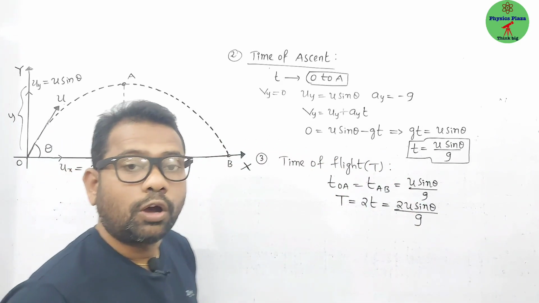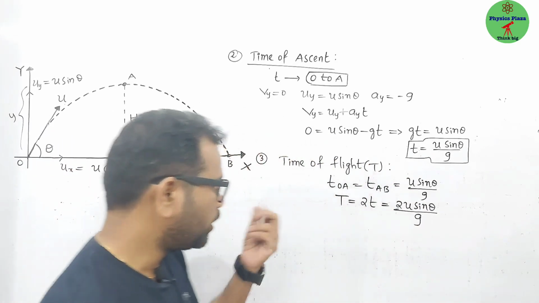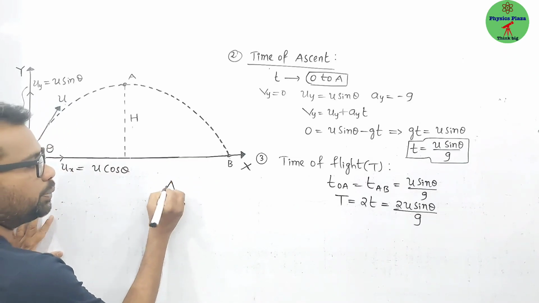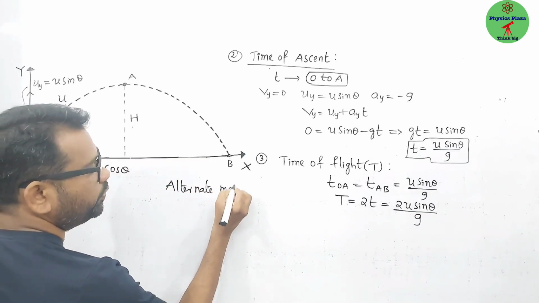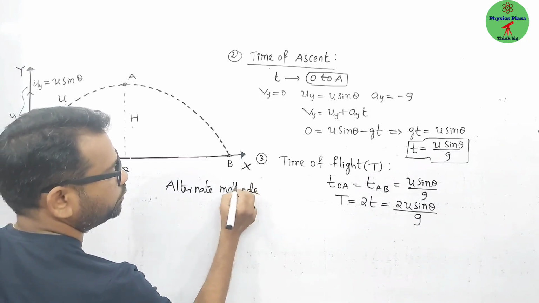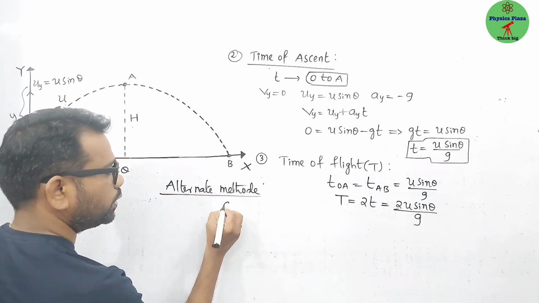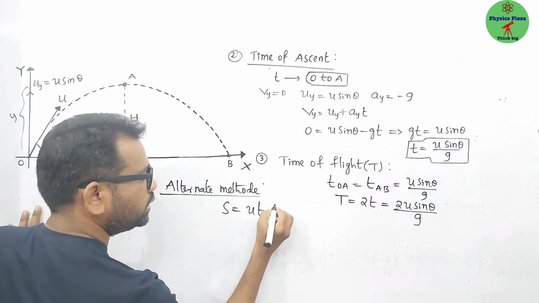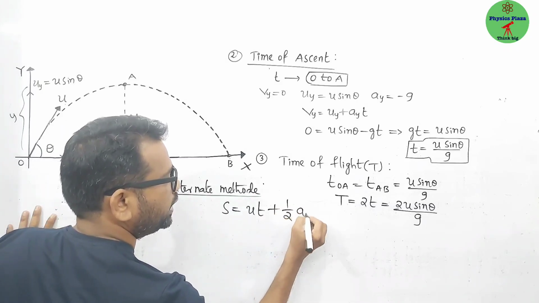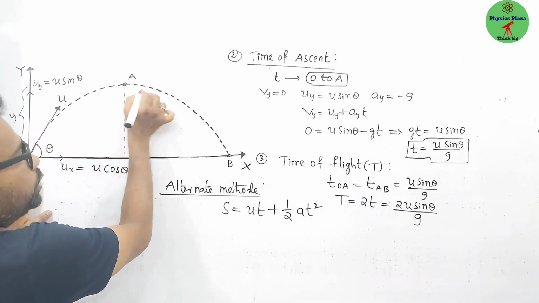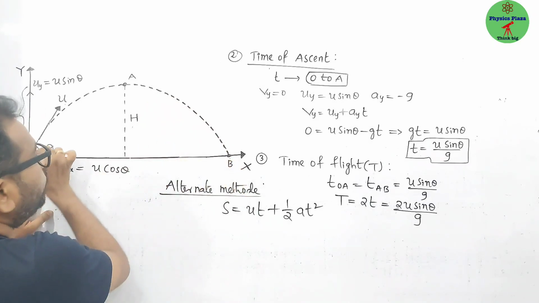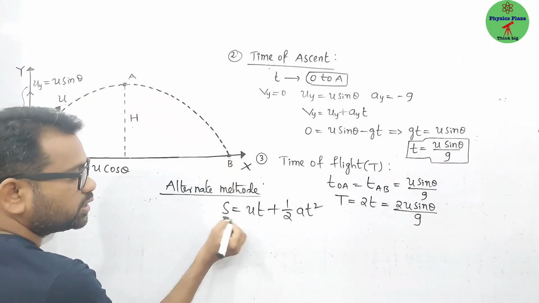Of course, we have one more alternate method also. Let me tell you that. What is that alternate method? So s is equal to ut plus half at square. Okay, children, from O to A, what is the total displacement traveled till here? A to O to A, finally the displacement is 0, right?